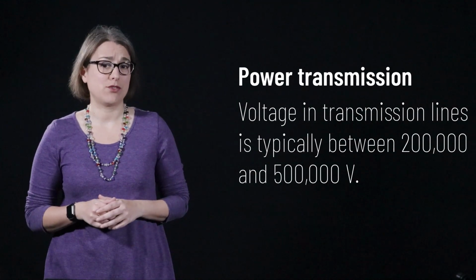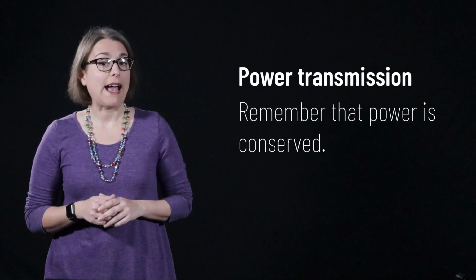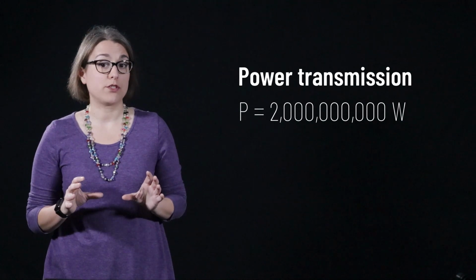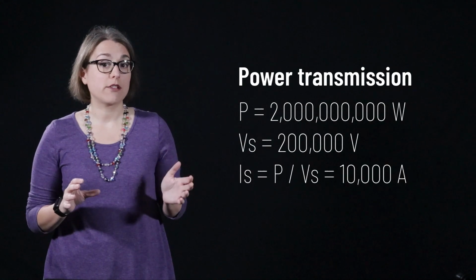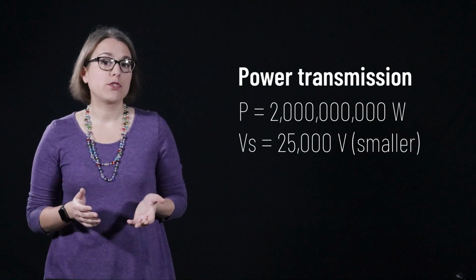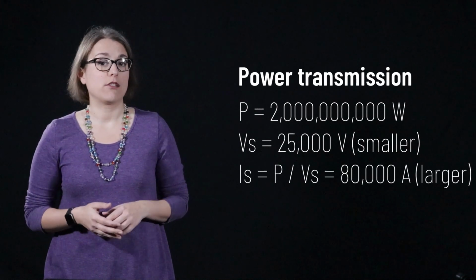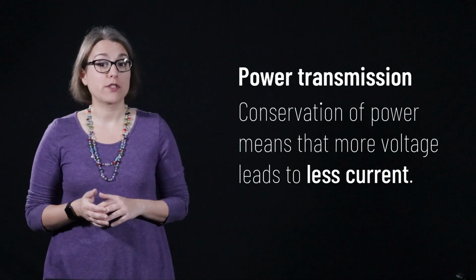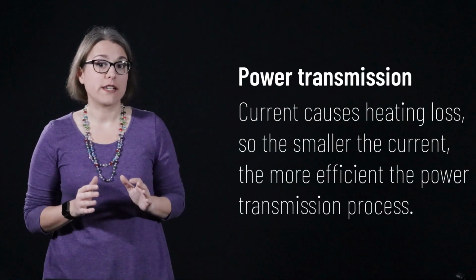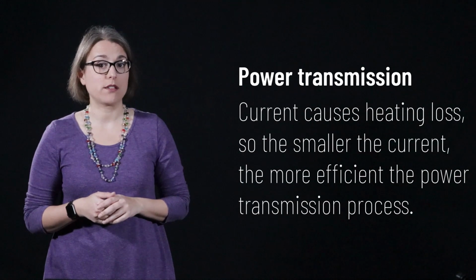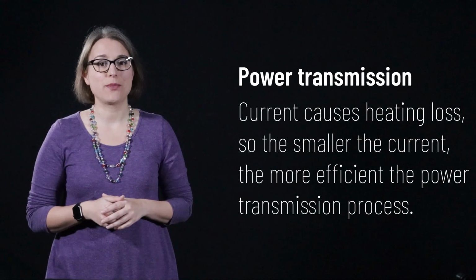Why is such high voltage used in transmission? Remember that power is conserved. Let's use the Byron Power Plant as an example. If 2 billion watts of power is generated, and that power is sent through transmission lines at 200,000 volts, then the current will be 10,000 amps. If it was sent through the transmission system at the 25,000 volts the power plant produced, then the current would be 80,000 amps. If power is conserved, when voltage increases, current decreases. Current causes heating and losses in the transmission process. So the higher the voltage, the smaller the current, and the more efficient the transmission process will be.